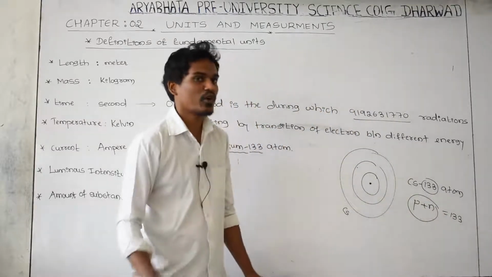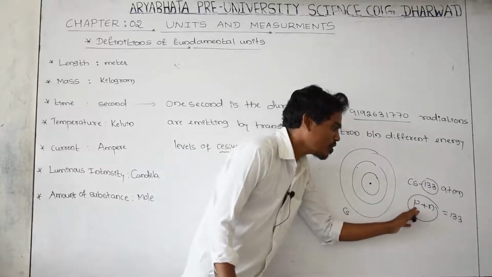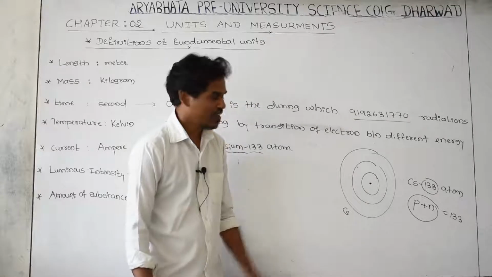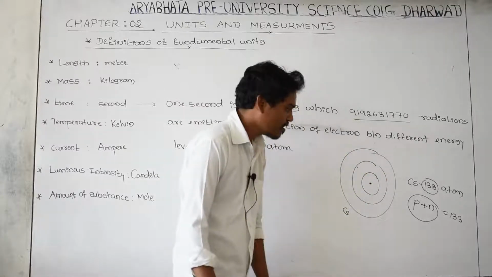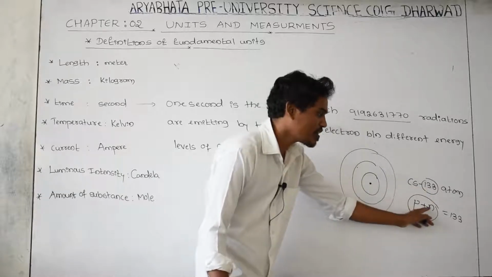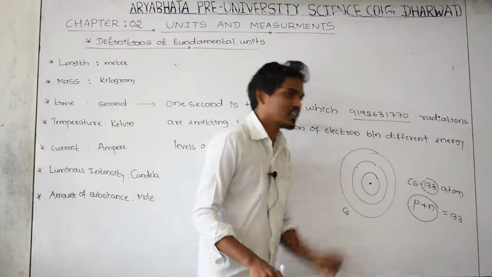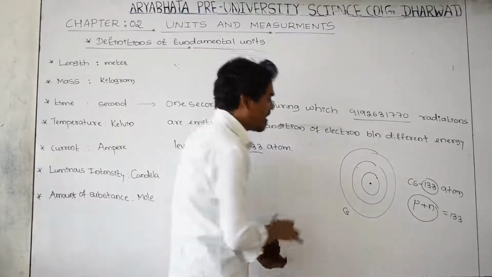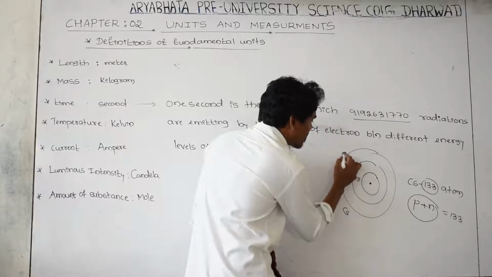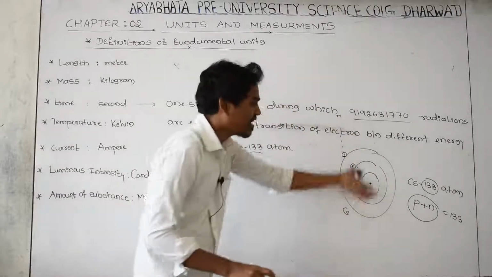As you know very well, what do you mean by mass number? The mass number is nothing but the number of protons plus the number of neutrons. Together we are going to call it the mass number. This is the cesium atom. The mass number of cesium metal is 133. It means that the number of protons plus the number of neutrons present in the nucleus of cesium is 133. And this is the first energy level, this is the second energy level, this is the third energy level, and so on up to the nth energy level. Many energy levels are there.